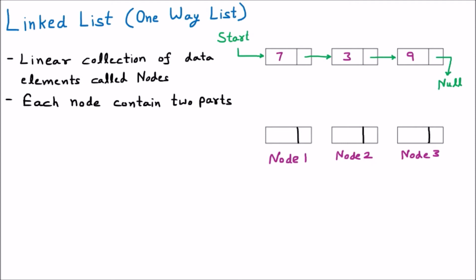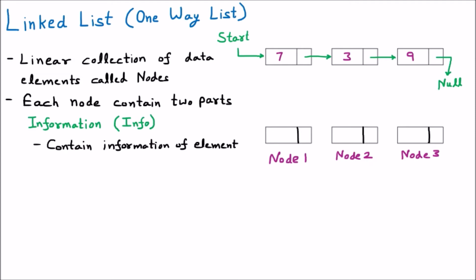The first part is called information. The information part is also called, in short, the info part. It contains the information of the element. So every first part is named info. All these parts in all the nodes are the info part, which contains the information of the nodes.